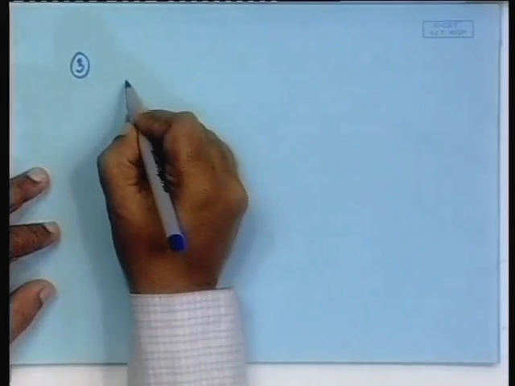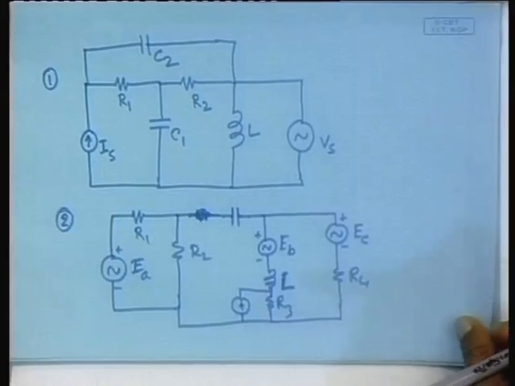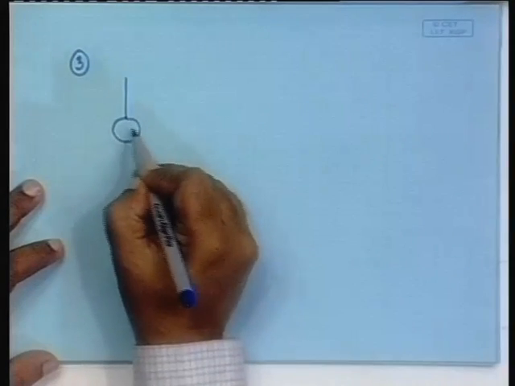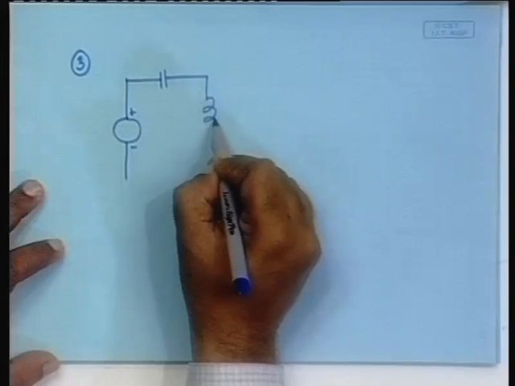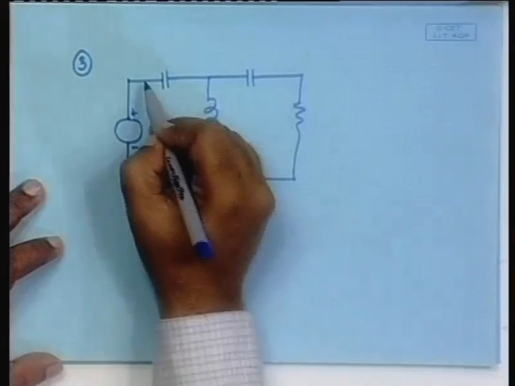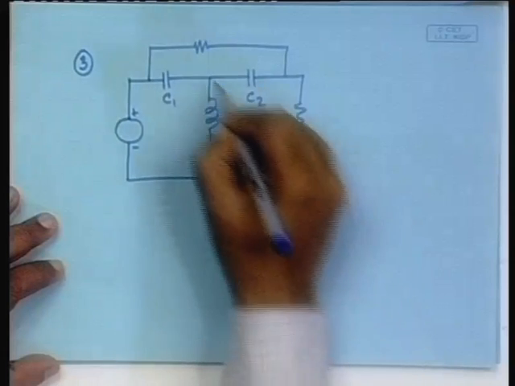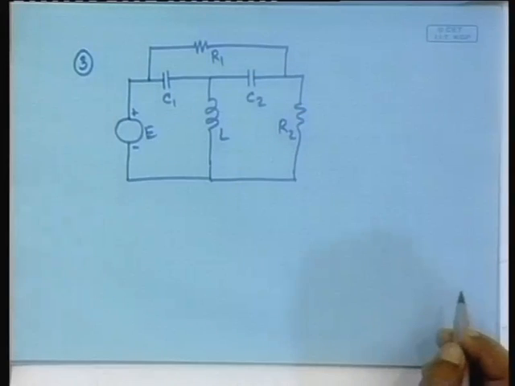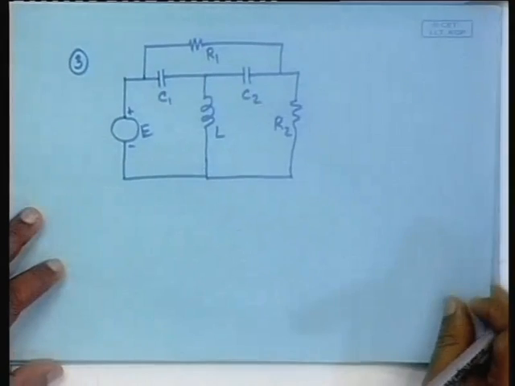Third problem. You have got a voltage source connected with a capacitor, with an inductor, with another capacitor, with a resistor here, and we have a resistor coupling here. C1, C2, L, R1, R2. Okay. Oh, have you copied?